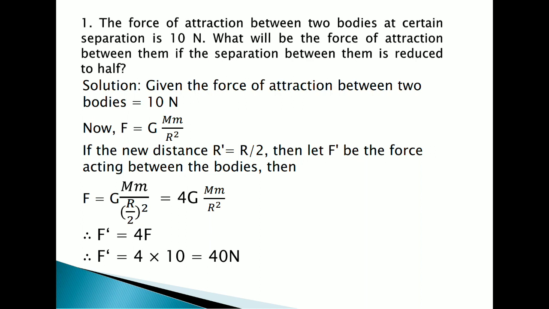But G m1 m2 upon r square is equal to F. Okay, so we can write F dash is equal to 4F. And what was the previous force? 10 Newton. So it can be represented as F dash is equal to 4 into 10. So it will be 40 Newton.